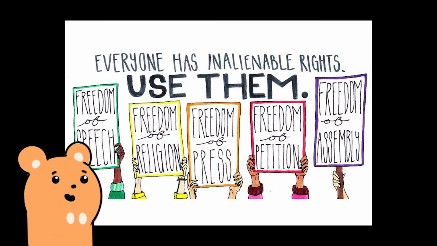The First Amendment guarantees and protects 5 basic freedoms: freedom of religion, freedom of speech, freedom of the press, freedom of assembly, and freedom to petition the government. These freedoms are pretty self-explanatory, but let's just review.